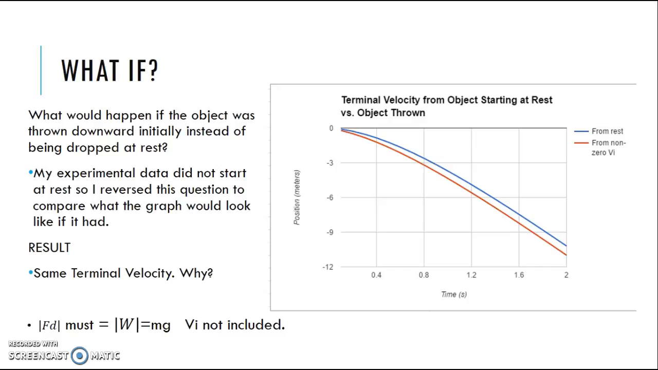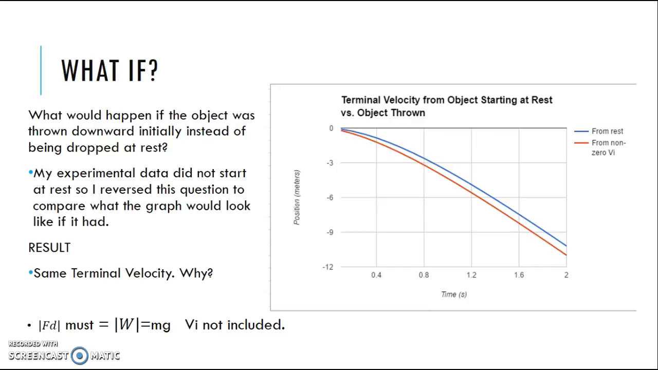Our what-if problem addresses what would happen if the object had been thrown down instead of falling from a stop. This implies that the initial velocity would not be equal to 0 when the object is thrown down. This actually happens to be a condition that I already had for my experiment because I started tracking my data a little too late.